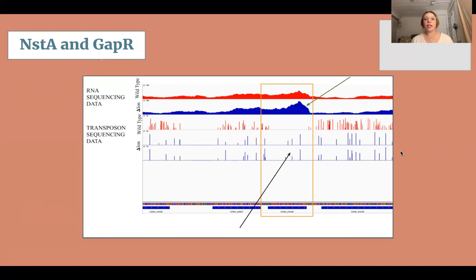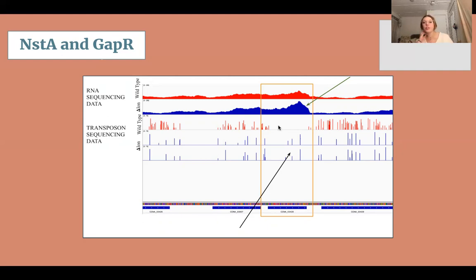Oppositely, in GapR, which is what we're seeing right here, you're seeing, again, different levels of RNA expression between the wild type and delta lon, but what's really interesting is through this black arrow right here, you're seeing the transposon sequencing data. Transposons are introduced, and therefore GapR cannot be considered essential in a delta lon mutant. However, it is considered essential in a wild type.